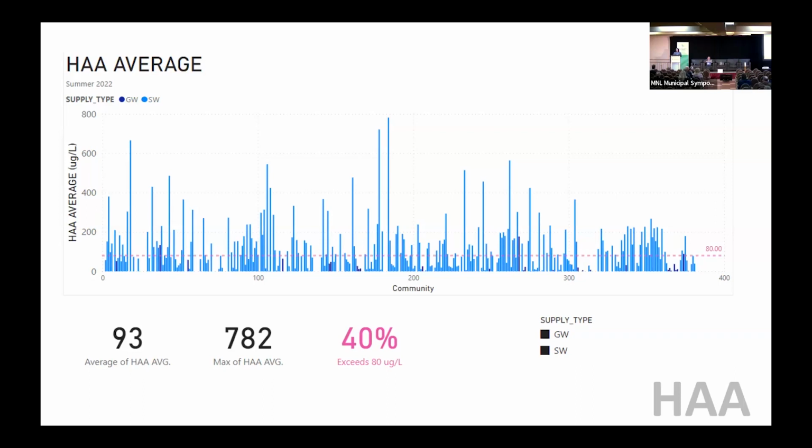The guideline for this particular parameter is 80 micrograms per liter. And again, that's shown by that pink or reddish line on that graph. And so we can see what is peaking above there. This is again for summer 2022.